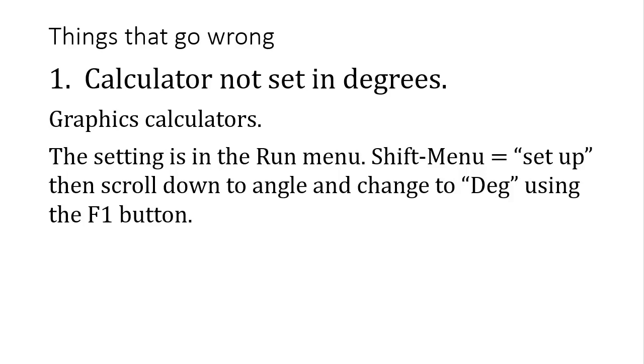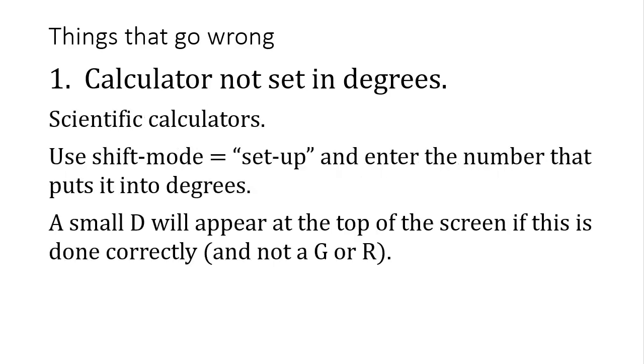If you don't have a graphics calculator, then you still go into setup and enter the number that puts it into degrees. You'll know that's right quite apart from getting cos 90 equals 0, because you will get a very small d at the top of your screen, not a G or an R.